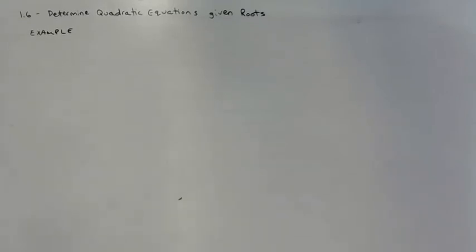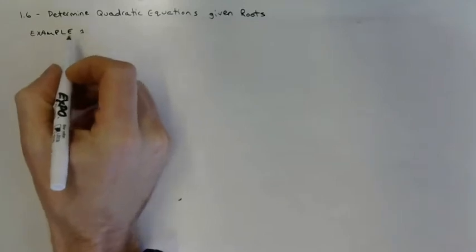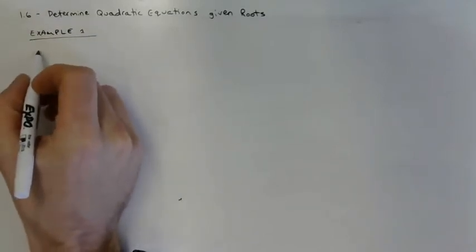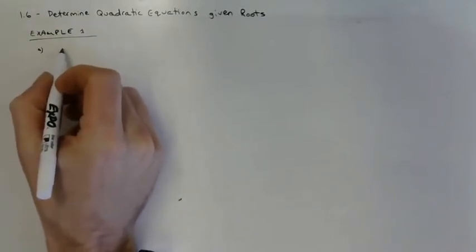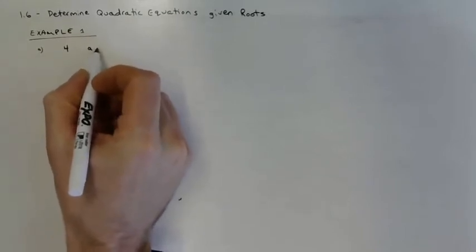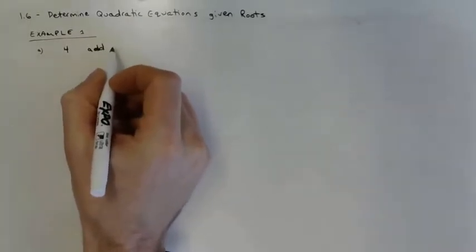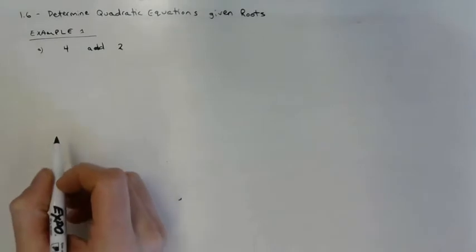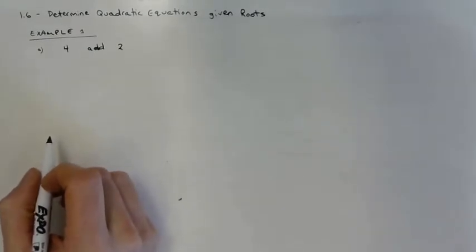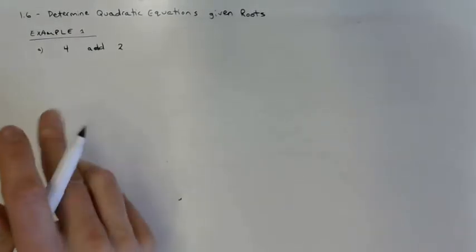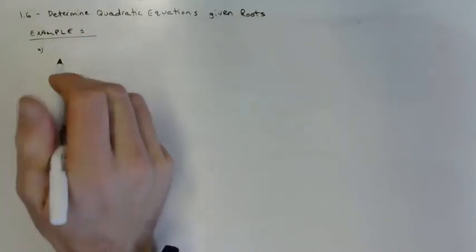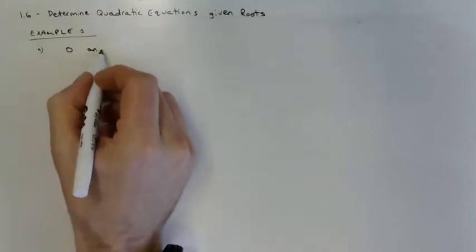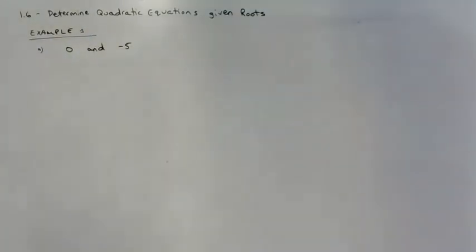Good job. Here we go. Example 1, the first set that we're given has roots or x-intercepts at 4 and 2. Okay. Nope. Are they at 4 and 2 for you? No, 0 and -5. I switched those around. Okay. 0 and -5.